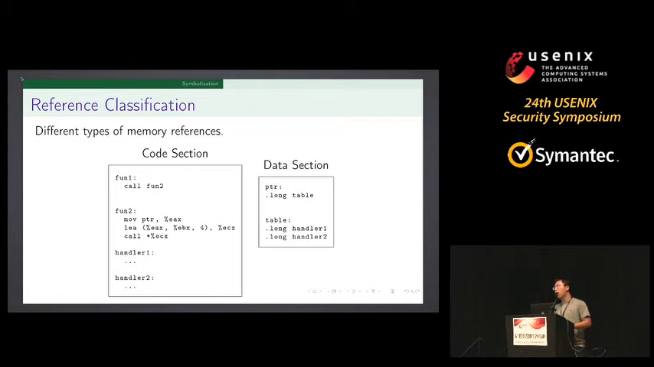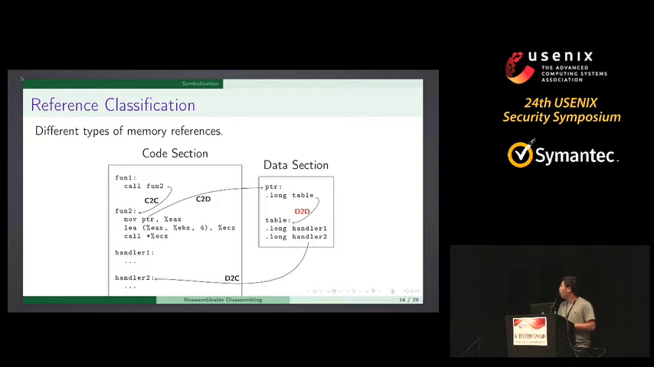Before I present our solution, let me first put all the target memory references into 4 categories. The first category, C2C, represents control flow destinations. The second one, C2D, represents references to global variables. The third one, D2C, represents function pointers or jump table entries. And the last one, D2D, represents memory references among different global variables.